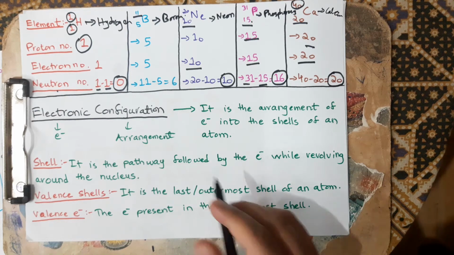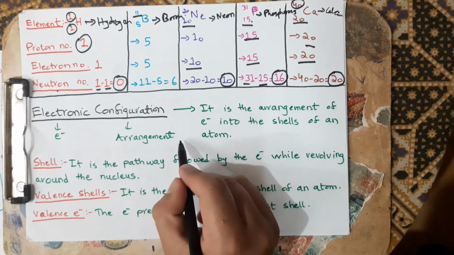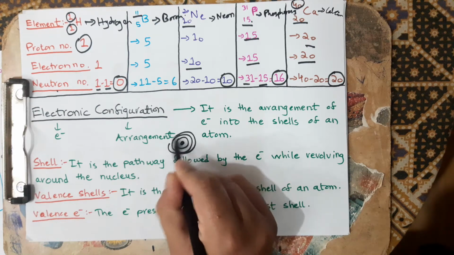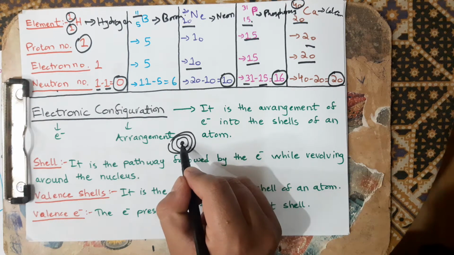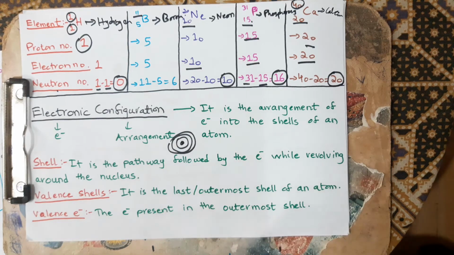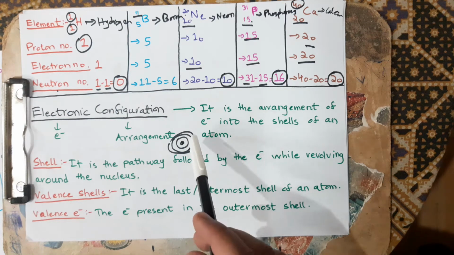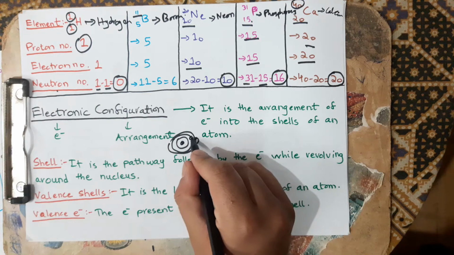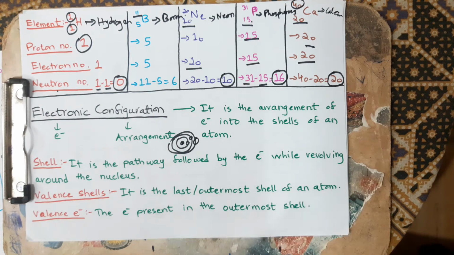I told you that the shape of an atom looks like this, that it has a nucleus and then it has shells surrounding the nucleus. In the nucleus of the atom there are protons and neutrons present, and in the shells of an atom electrons are revolving around the nucleus.